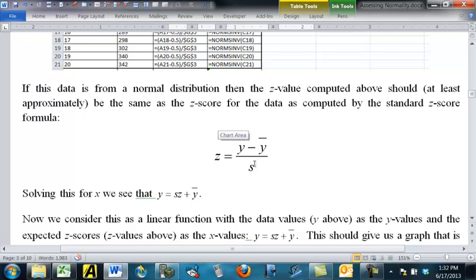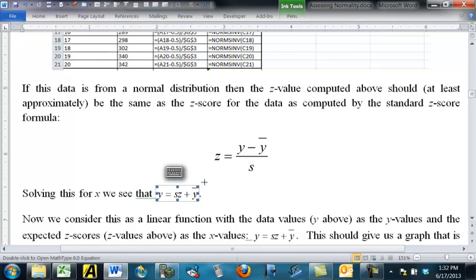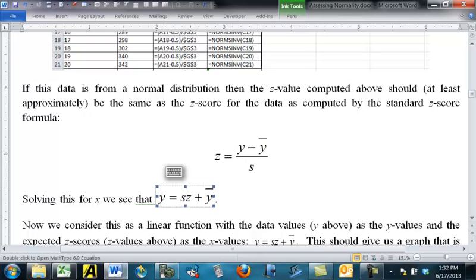Now, this is just a linear function. If we solve for y, we get s times z, and then add y bar. And we get this nice little formula here: y equals s times z plus y bar. So if we think of z as our x value and the y as our y value, our data values as y's, and our expected z's as x's, then we have a nice linear equation here.